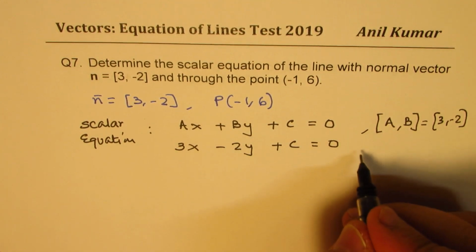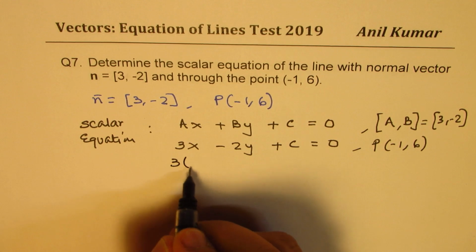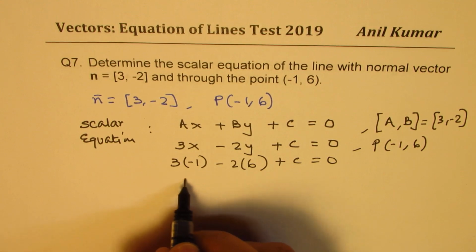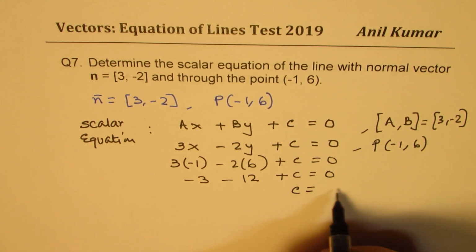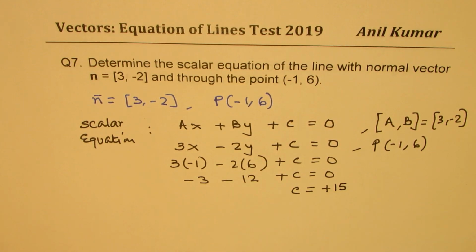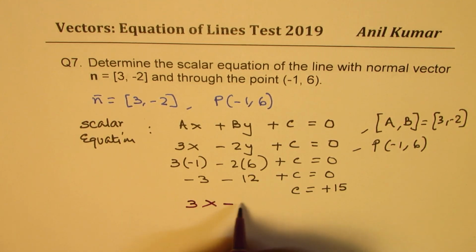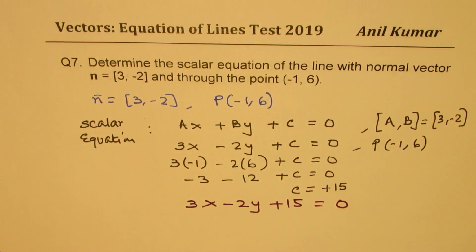Now we know the point, which is (-1, 6). Substitute the point, right? So we get 3 times minus 1 minus 2 times 6 plus c equals 0, which is minus 3 minus 12 plus c equals 0, or c equals minus 3 minus 12 is minus 15, taking it to the other side becomes plus 15, correct? So we get our answer that the scalar equation should be 3x minus 2y plus 15 equals 0. Is that clear? So that is how we can actually find the scalar equation. Perfect.